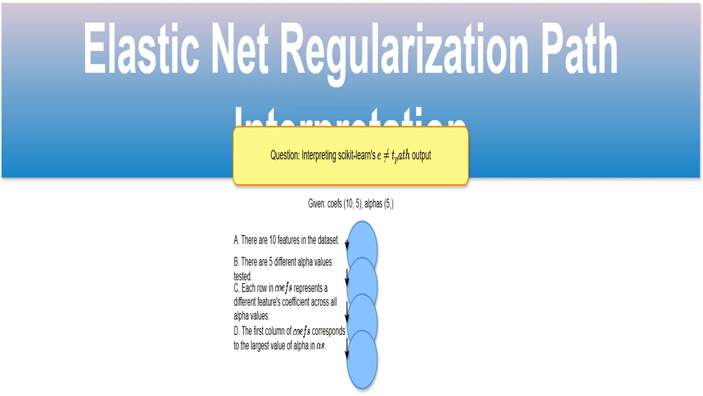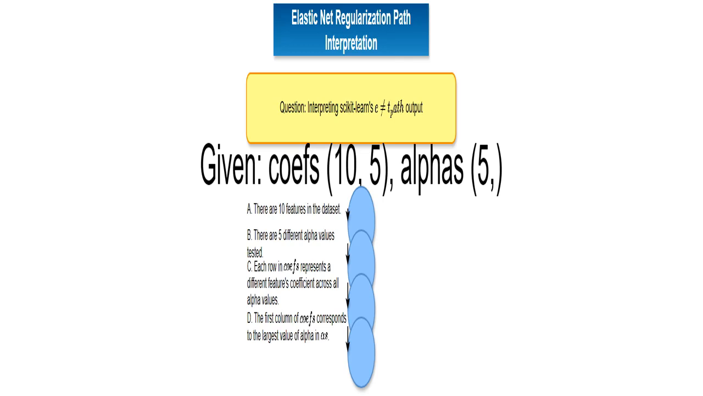Get ready to learn. We're given that "cofs" is a 10 by 5 matrix and "alphas" is a 5-element vector. This tells us a lot about the elastic net model's results. The dimensions of these arrays contain all the information we need for interpretation. It's like a puzzle where the shape of the pieces gives us the big picture.